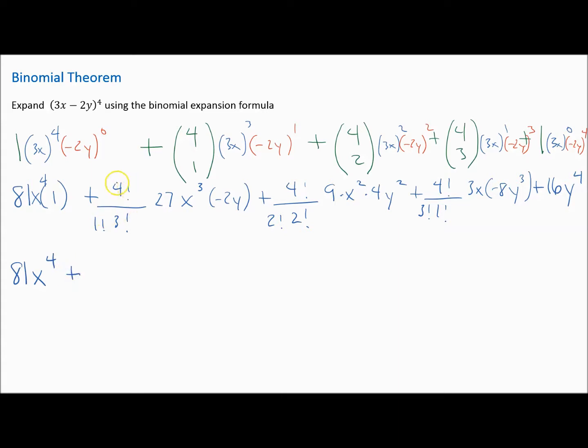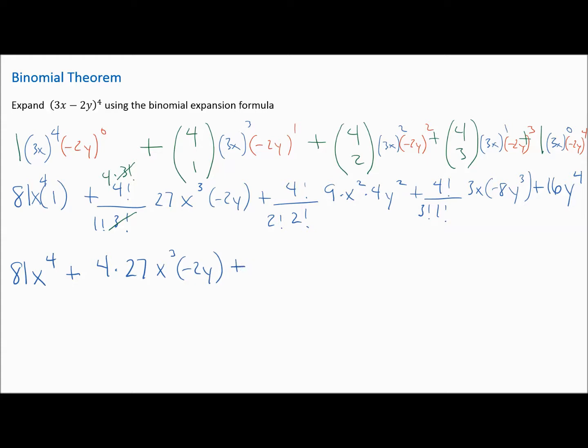Plus. Now, let's simplify this. 4 factorial, I can write that as 4 times 3 factorial, right? And this 3 factorial cancels with this 3 factorial. That's just really 4 divided by 1, which is 4. So that's 4 times 27x to the 3rd times negative 2y. We'll multiply all that out in a minute.